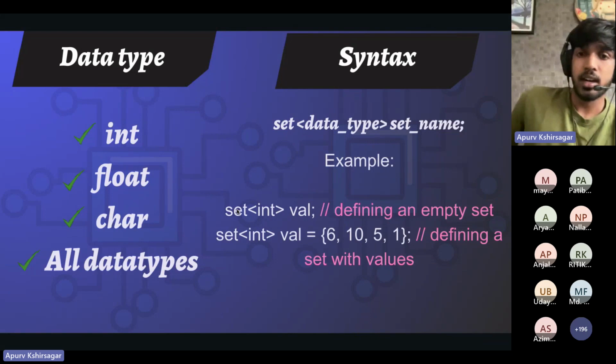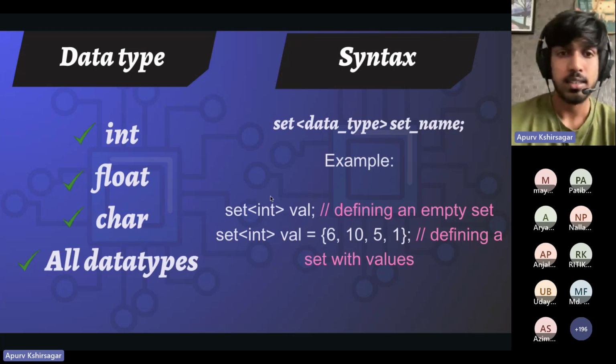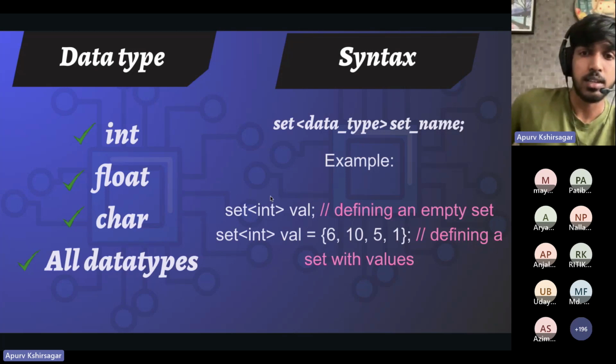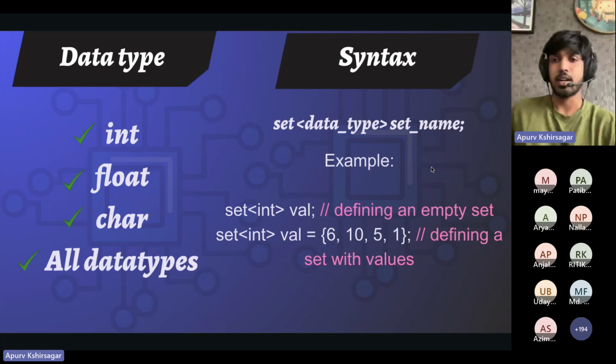The only difference between array and set in the syntax is that in array, the data type should not be included in the angular brackets. It is written before only, like int val or something. So this is the syntax of set. As you can see, set int val, like the set which contains integer data types, and it's named as val. Now this is an empty set, and if we want to define it, we can give the values in braces or curly brackets. This is in general followed with nearly every container.